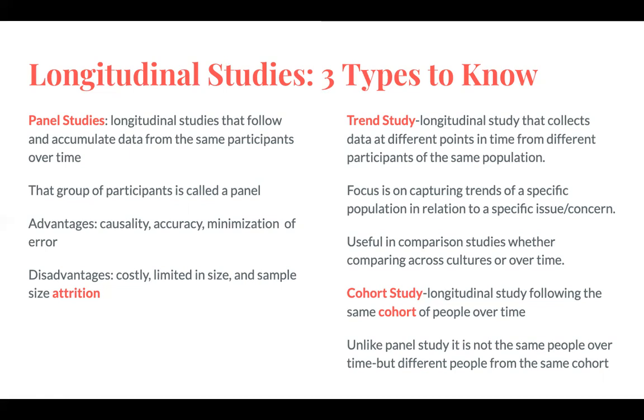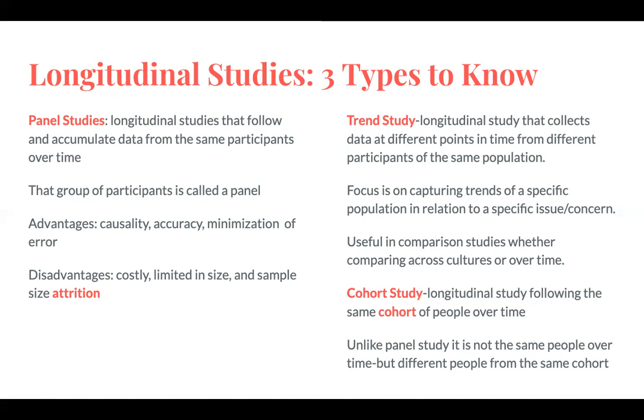Then we have trend studies. So for this type of longitudinal study, you do collect data at different points in time, but you collect it from different participants of the same population. And so the focus is on capturing trends of a specific population. So let me stick to my example about the social relationships of college students. Instead of following that panel across 14 years and 4 waves of data collection, what I can do is say, okay, I'm going to talk to a sample of seniors at CSU.